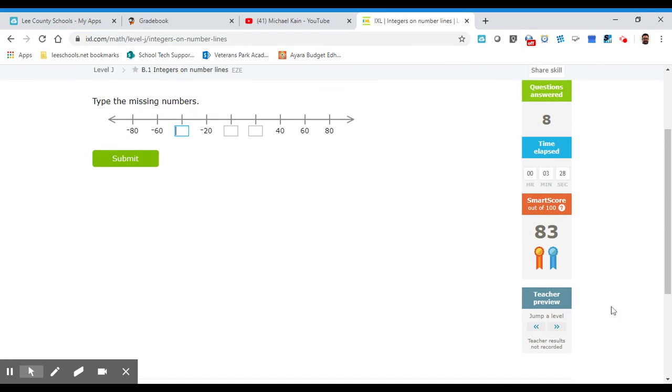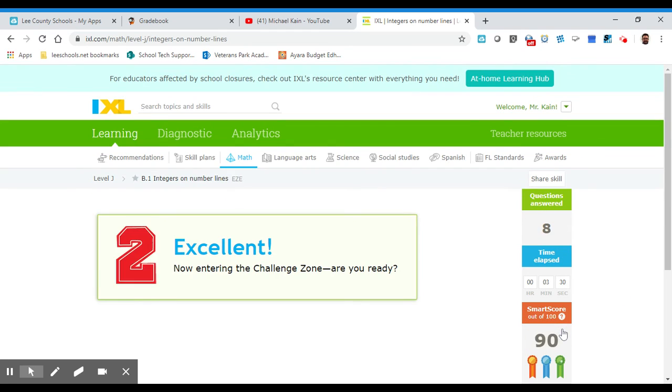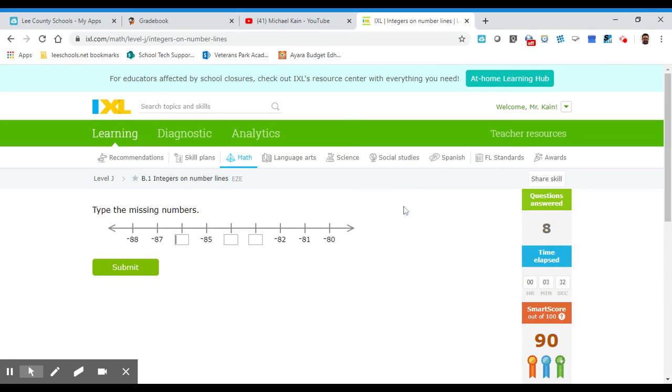Let me jump up to the final level here and see. We'll do one last one here. Okay, so what are we counting by? This one, oh, this is easy, so we'll do a couple. This is by ones, right? Because 80, 81, 82. So this has to be negative 83, negative 84, and negative 85, negative 86. Okay, there we go.